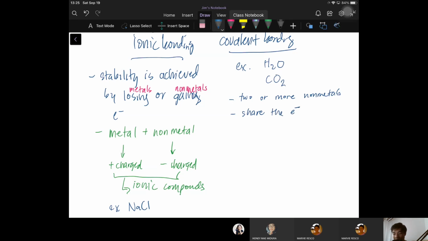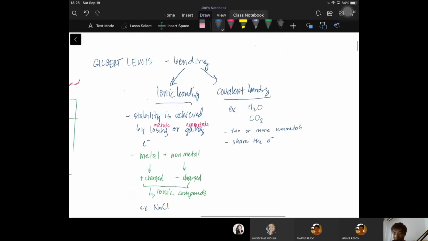So, they will share equally the electrons. As they share the electrons, we form covalent bonds. We form covalent molecules. So, yan yung ating focus ngayong araw.